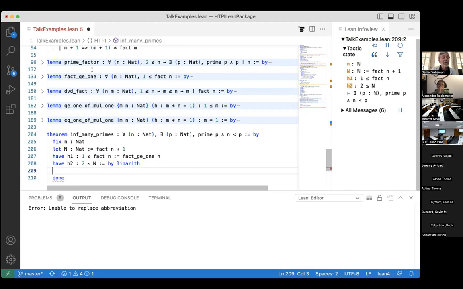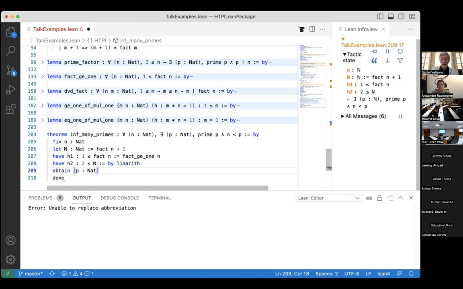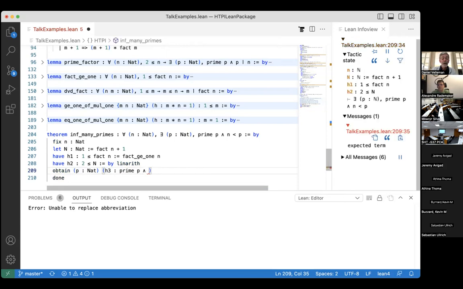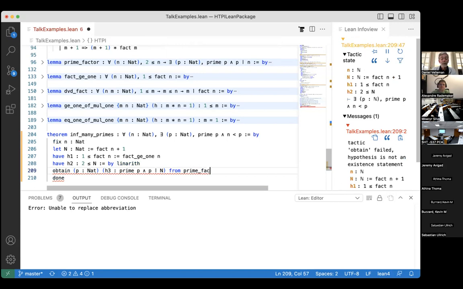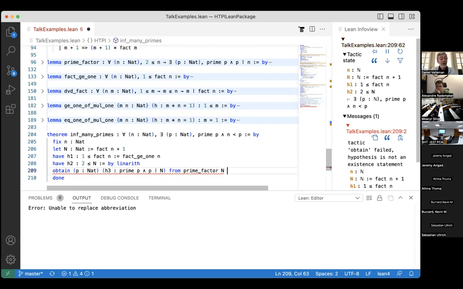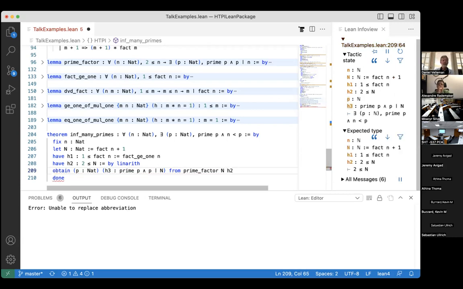If I apply the prime factor theorem to capital N, and to the fact that now I know 2 is less than or equal to capital N, I will get an existential statement. I'm going to do a bunch of steps all at once. I can obtain my prime number P all in one step. I'll say P is prime and P divides N. And I get that from the theorem prime factor applied to capital N, and that gives me the if-then statement, which I then have to apply to H2, and that gets me the claim that there exists a prime factor from which I obtain my P.